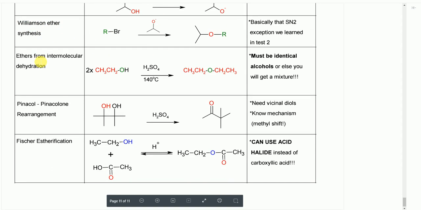Okay, now ethers from intermolecular dehydration. So we have two alcohols, and they can be any different.